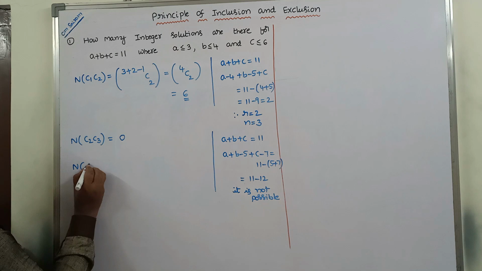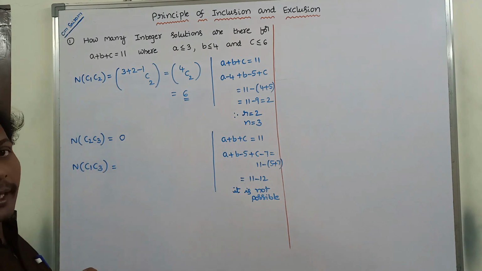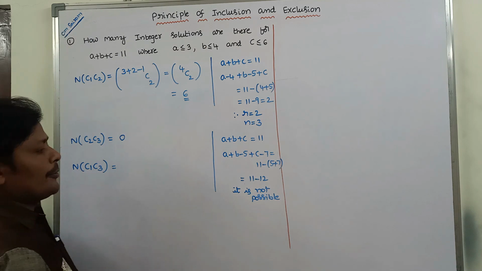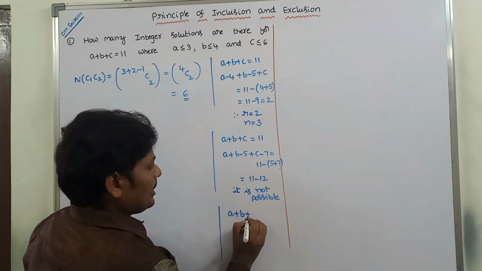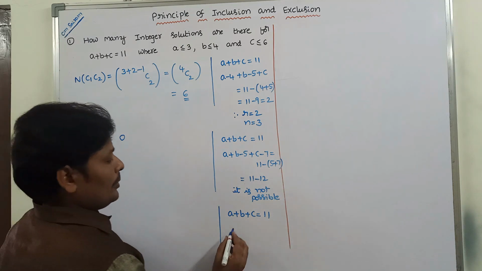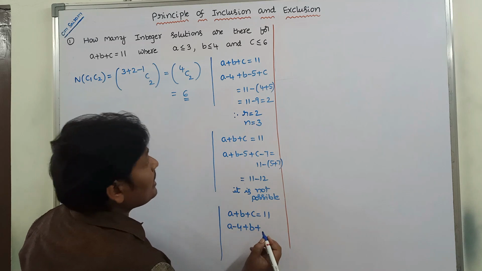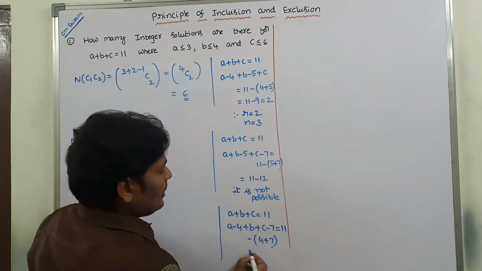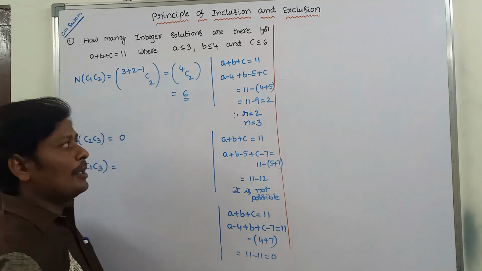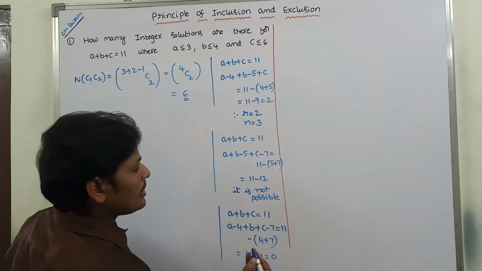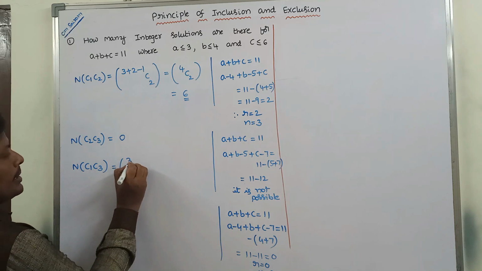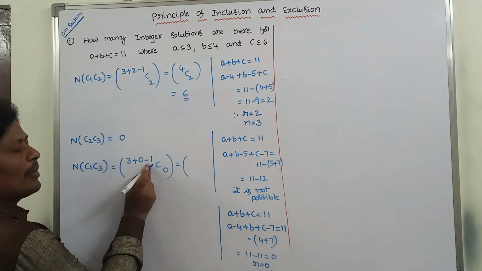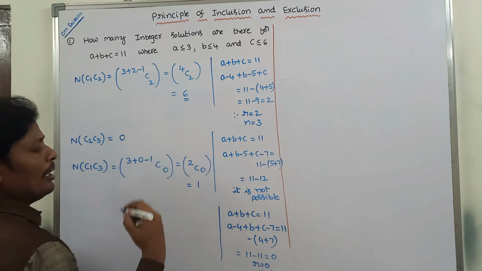Next, we have to find out N of C1, C3, the possible number of solutions whenever A is at least 4 and C is at least 7. Now we have to find out the R value. So here A plus B plus C is equal to 11. A is at least 4, so we have to subtract 4 from A. C is at least 7, we have to subtract 7 from C. On the right hand side, we have to subtract 4 plus 7. So then we are getting 11 minus 11, that is equal to 0. Now we are getting R value is 0 and N value is 3. So we have to substitute N value 3 plus R value 0 minus 1, C R value 0. So we are getting 3 plus 0 minus 1, that is 2, 2C0. 2C0 value is 1. Okay.